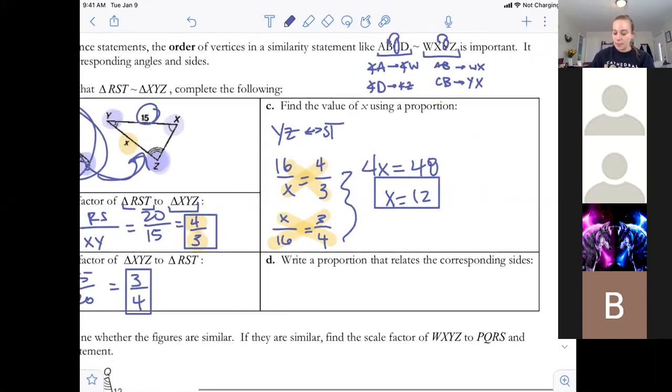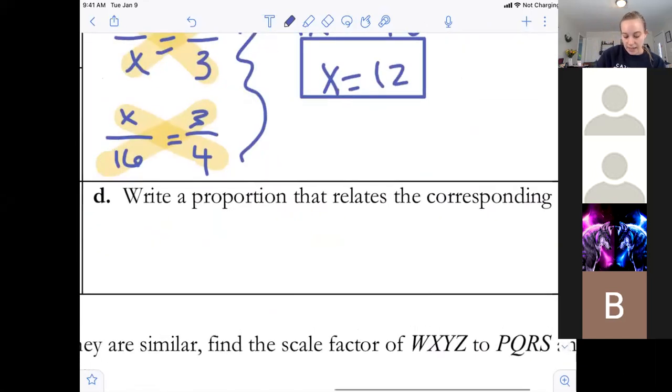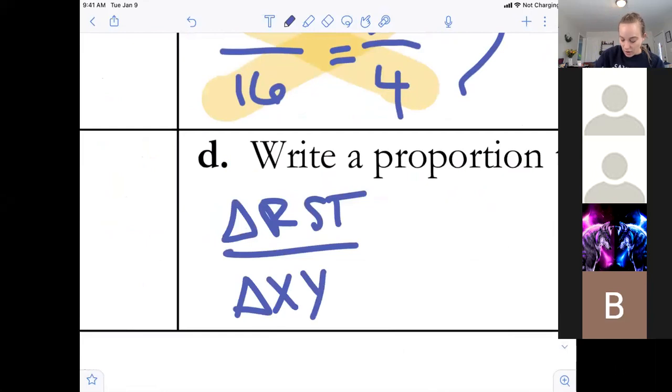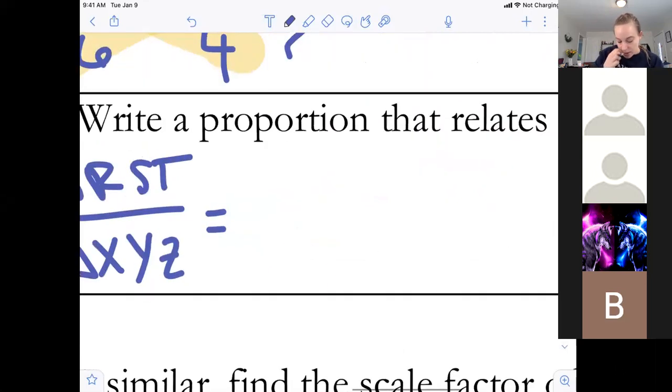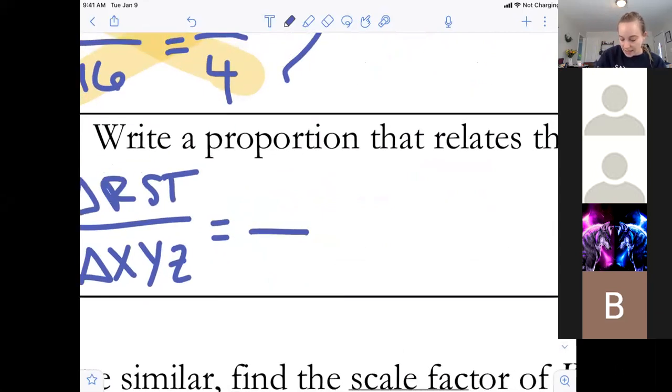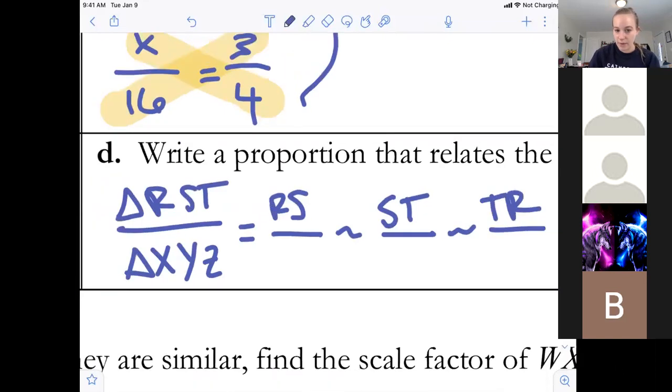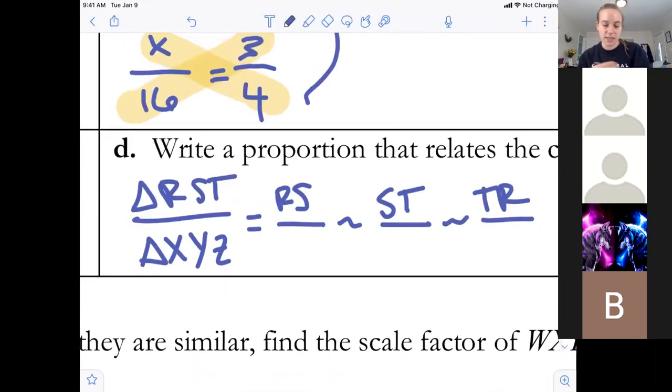Now the next one says write a proportion that relates to corresponding sides. I'm going to set this one up for you because it kind of is a little open-ended. I wouldn't really know where to start if I was you. So I've got triangle RST over triangle XYZ. So I essentially want to write a statement that has all of the sides that are proportional to each other. So I'm going to do RS over something, and then ST over something, and then TR over something. And so you're going to use the sides of XYZ and tell me what goes with RS and what goes with ST and what goes with TR.